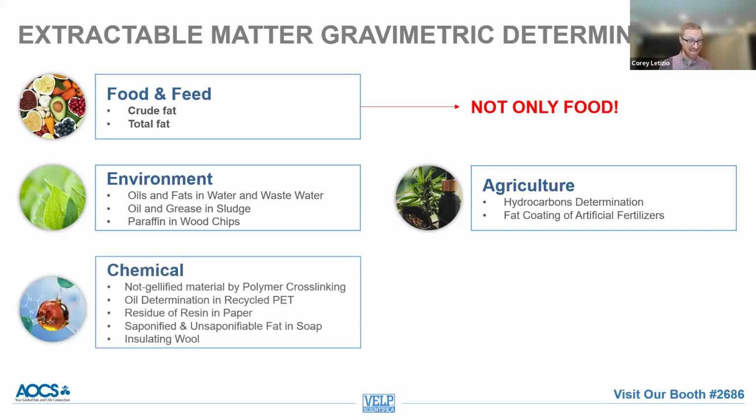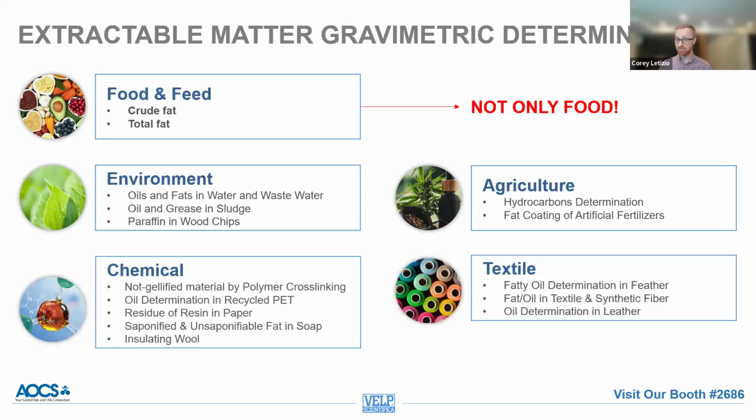Chemical is another good example for the residues of resin papers, insulating wools, and more specifically, we're seeing a growing emergence of oil determination in recycled PET. And then finally, something to note is the textile industries. So, oil determination in leather and synthetic fibers, things of that nature.